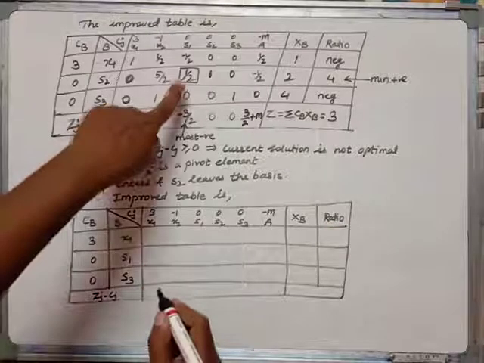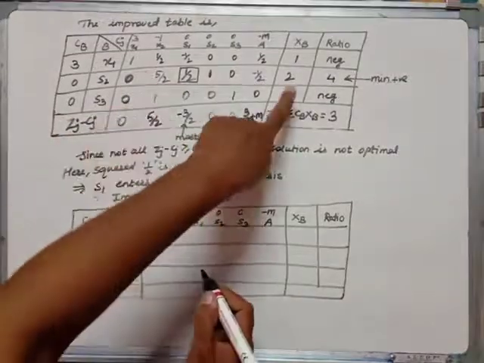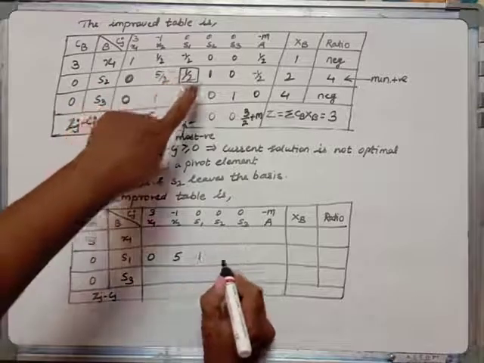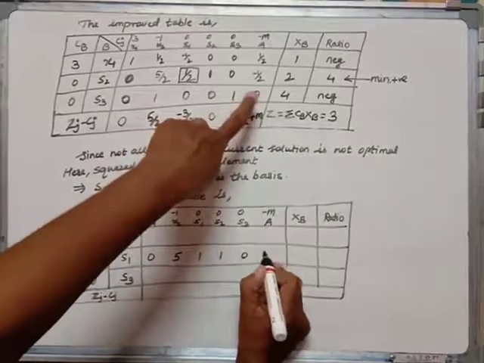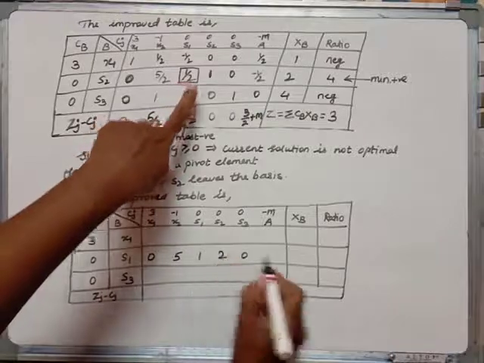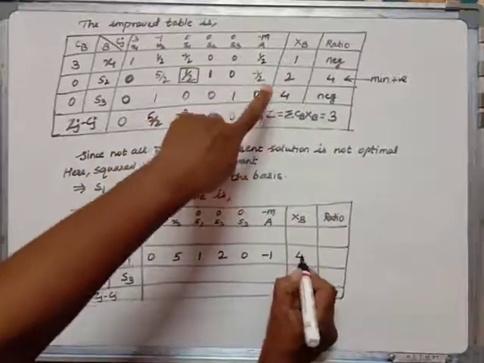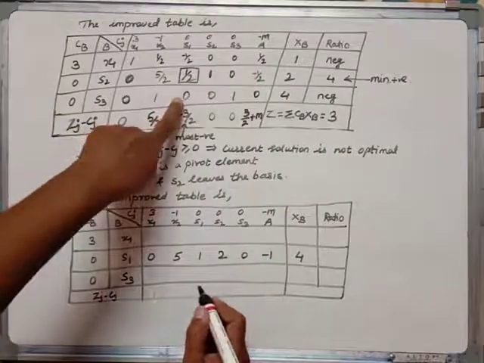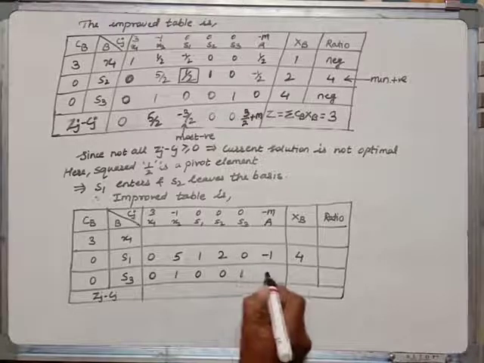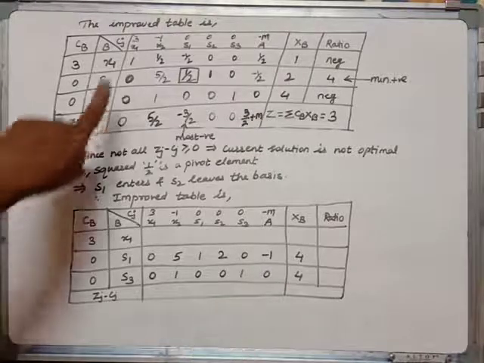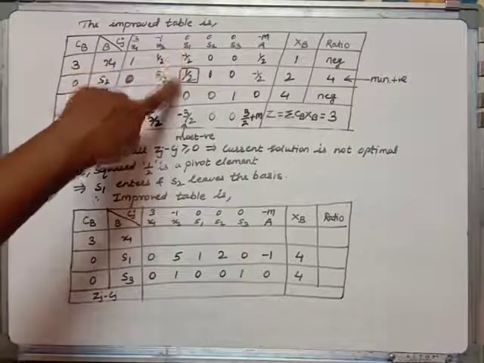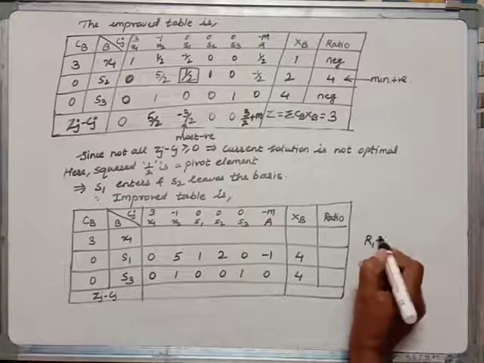Look at them. This half we have to make 1, so multiply throughout by 2. We get 0, this is 5, this is 1, 0, minus 1, this will become 2, 0, minus 1, and this is 4. Now this is already 0, so this row remains the same: 0, 1, 0, 0, 1, 0 and this 4 as it is. Now here this is minus half, we have to make it 0. So let us perform the operation R1 plus R2.